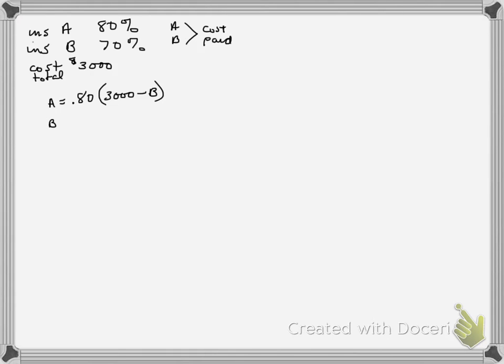On the other hand, B is going to pay 70% of what was not paid by A. What was paid by A? The total minus what was paid by A is going to be what's left over, and you're going to take 70% of that. So hopefully that's clear, and then this would be a good one for substitution. Okay, so these are my simultaneous equations.